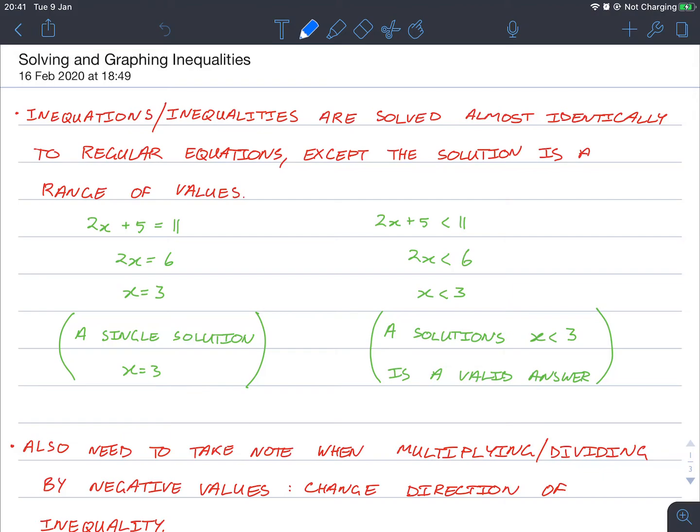Hello class, this is a video tutorial on solving and graphing inequalities. Inequations, or inequalities, are solved almost identically to regular equations, except the solution is a range of values.